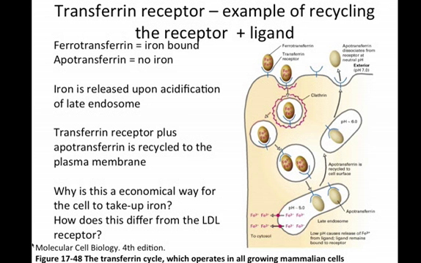So why is this an economical way for the cell to take up iron? You always want to think about economy when you're thinking of science. Does the cell want to use excess energy? No. So by recycling not only your receptor but also your transferrin, you're using less energy because you're not having to constantly do transcription, translation, all the stuff that you need to do to make your transferrin over and over and over again.